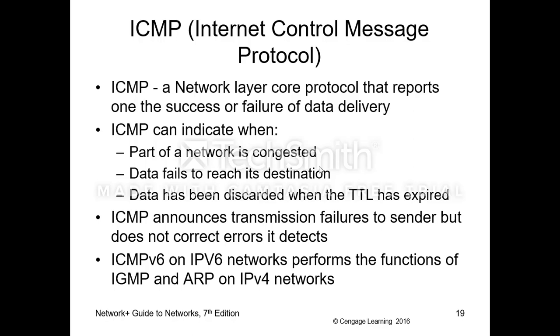It's an application layer protocol that uses the network as well. It can indicate what part of a network might be congested, like a trace route. Okay, we receive those messages. If data fails, it'll say unable to reach its destination.